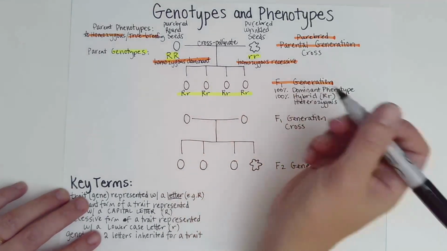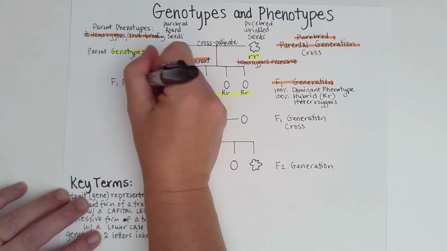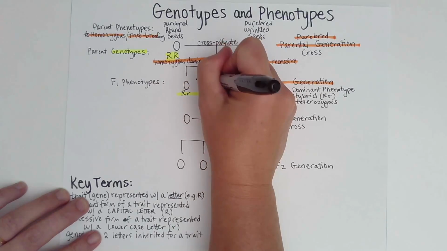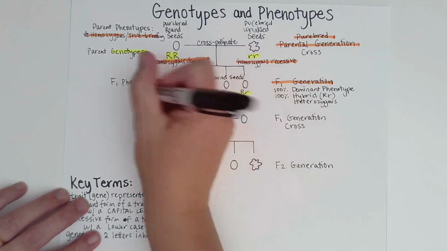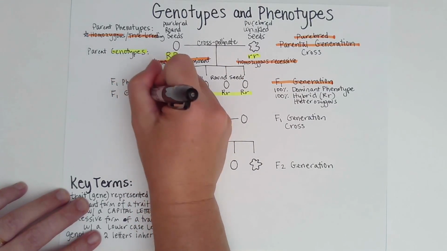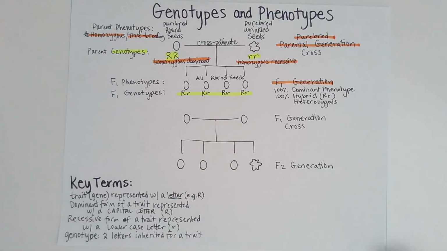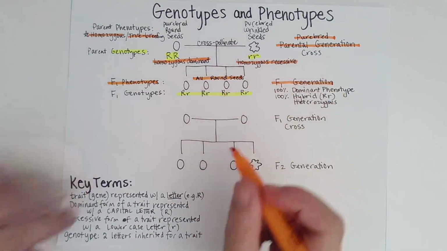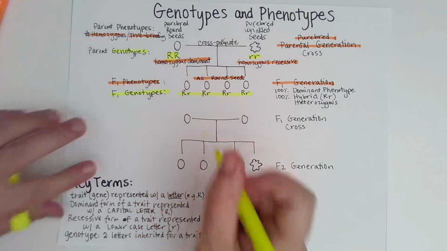So these are the F1 phenotypes: all round seeds. And then the F1 genotypes are all big R, little r. So the phenotype, all round seeds. And the genotypes, all big R, little r.